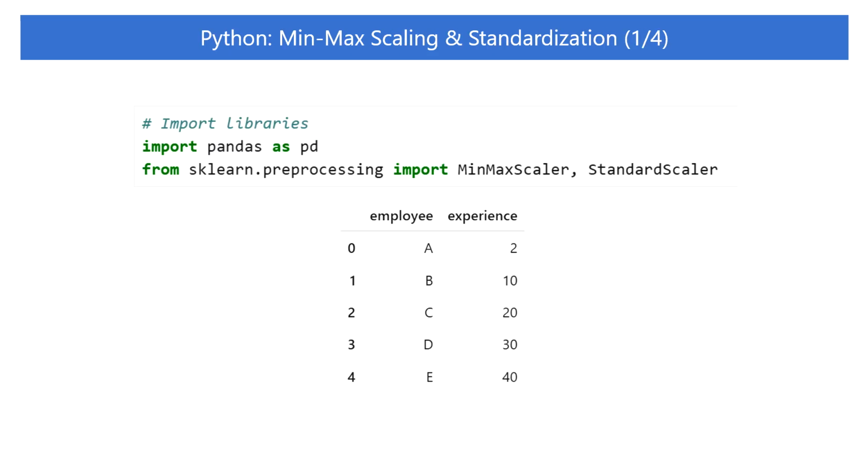Now, let's implement min-max scaling and standardization in Python. First, import libraries. Import pandas for handling a data frame. And for scaling, import MinMaxScaler and StandardScaler from sklearn preprocessing. We use this dataset we saw in the previous slides. Using this dataset, we apply min-max scaling and standardization to the column named experience.